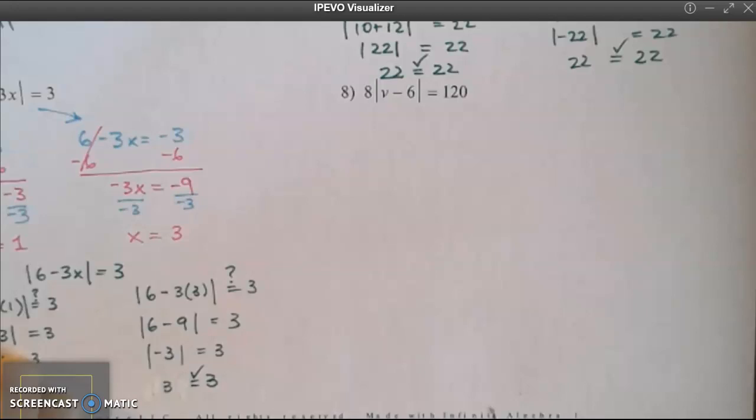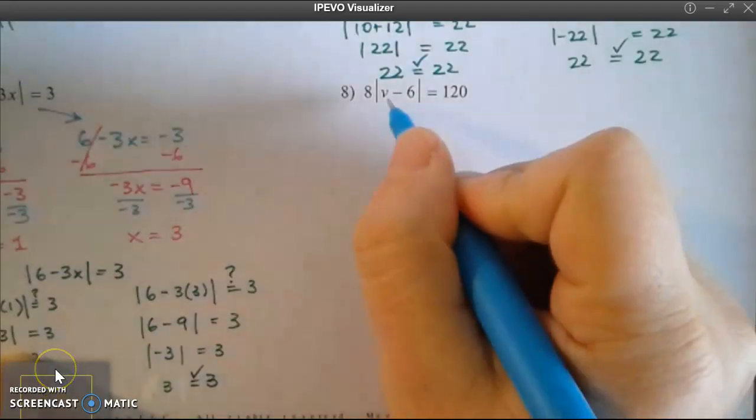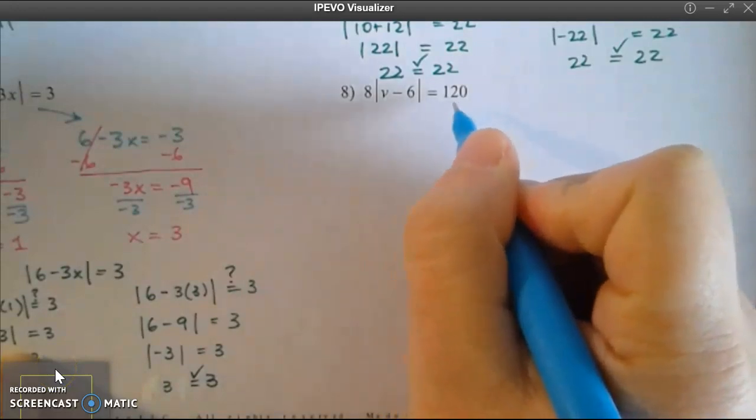Welcome back. This is the second homework video for homework number 18 of IM1. So now we are just going to be doing problem number 8. So we have 8 absolute value of v minus 6 is equal to 120.